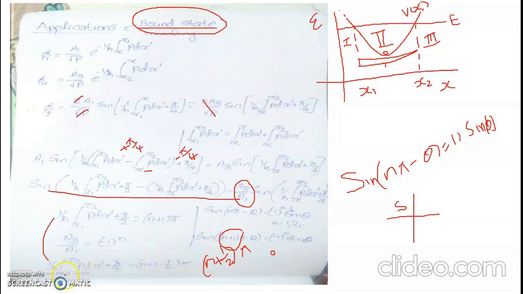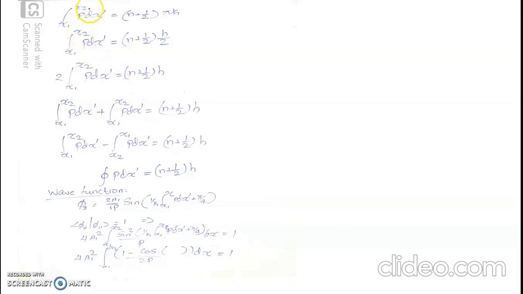So 1 by h cross integral x1 to x2 p dx prime is equal to n plus half pi. That is, integral x1 to x2 p dx prime equal to n plus half pi into h cross. H cross is taken to the right side. That is, integral x1 to x2 p dx prime equal to n plus half. H cross is h by 2 pi, so pi vanishes. This is half h. Let me multiply this equation by 2 because I am not interested in these 2 on the denominator of the right side. So this becomes 2 integral x1 to x2 p dx prime equal to n plus half h.